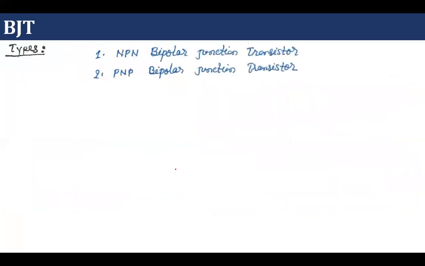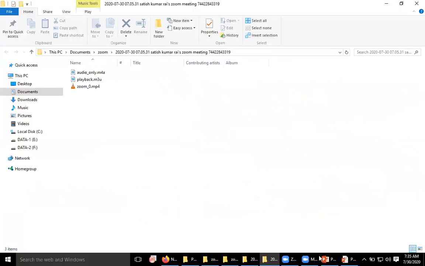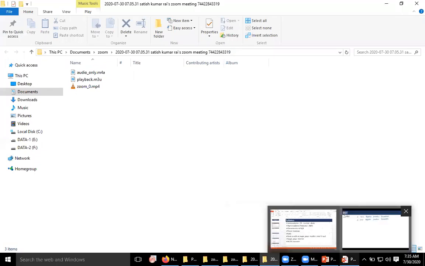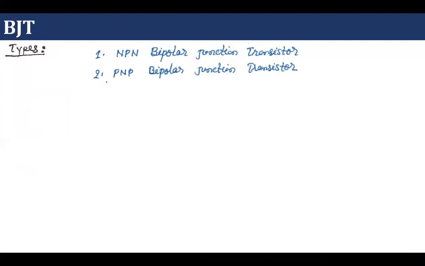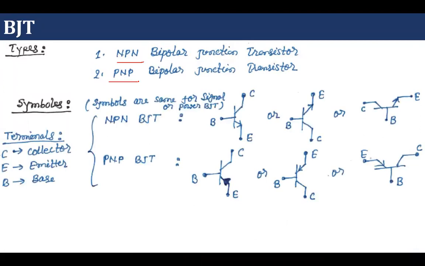There are two types of bipolar junction transistor, NPN and PNP. These are the symbols of both NPN and PNP. We have three terminals: collector, emitter, and base. This is the collector terminal, this is the emitter terminal, and this is the base terminal. Base is the control terminal. With the help of this arrow, we can easily recognize whether it is NPN or PNP.